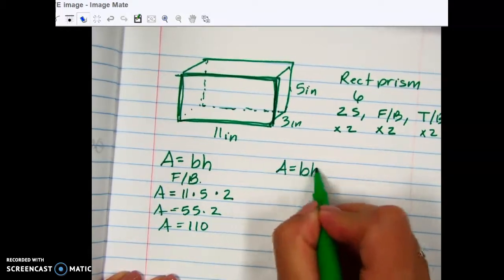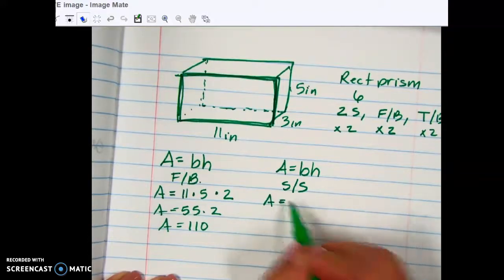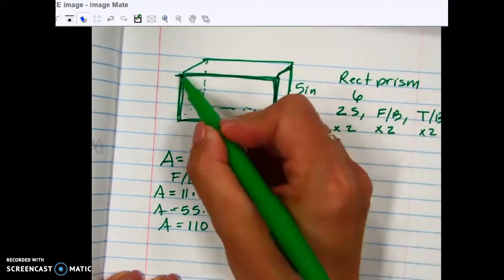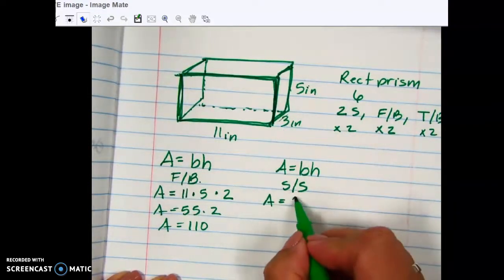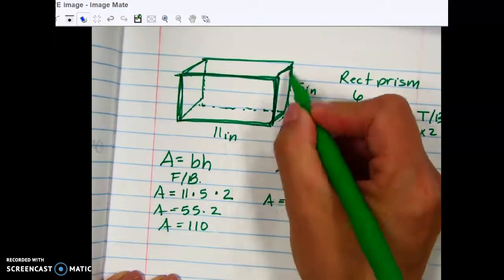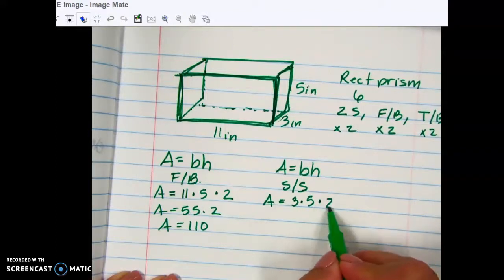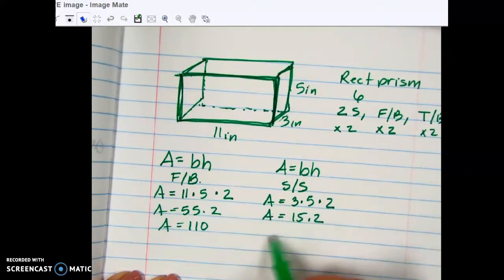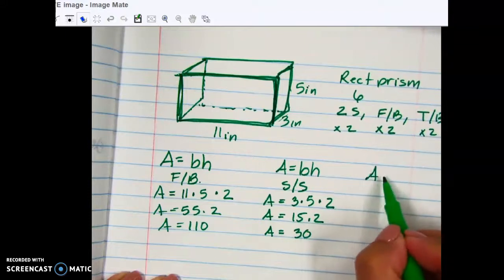Again, I write down my formula. Let's do the sides. Area equals, let's take a look. Here's a side, here's a side. So we have a base of 3 and a height of 5. And again, there's 2 of them, so I'm going to multiply by 2. Area equals 15 times 2. Area equals 30.